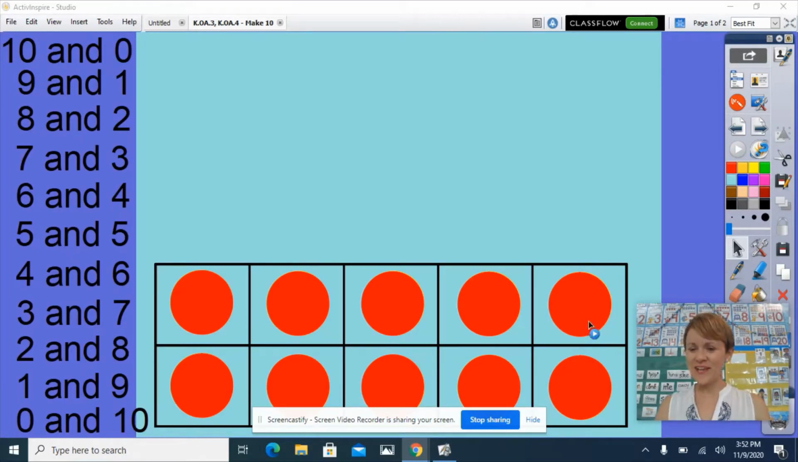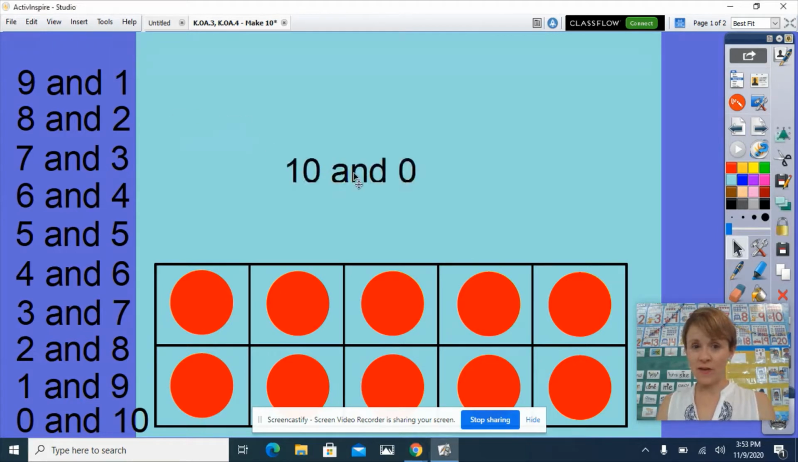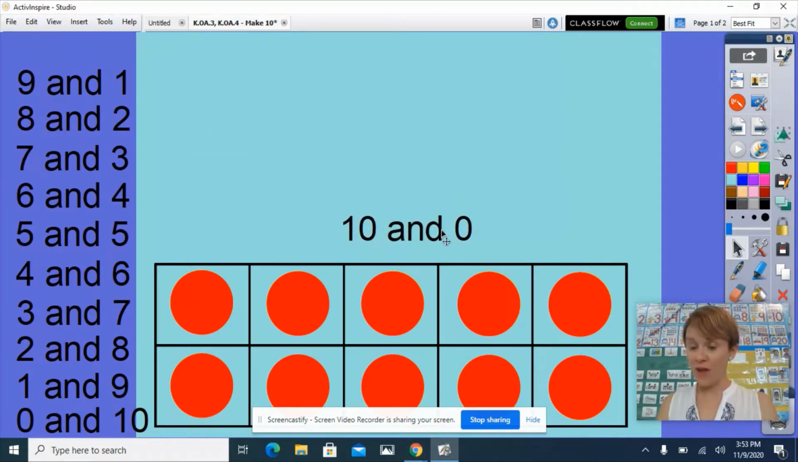Here's a full 10's frame, just like the one we showed earlier. It has 10 red chips on it. So 10 of them are red and none of them are a different color, but it is a group of 10. That's one way to make 10. But when your teacher asks you to make 10 in different ways, she usually wants to see two different groups that make 10 when you put them together.